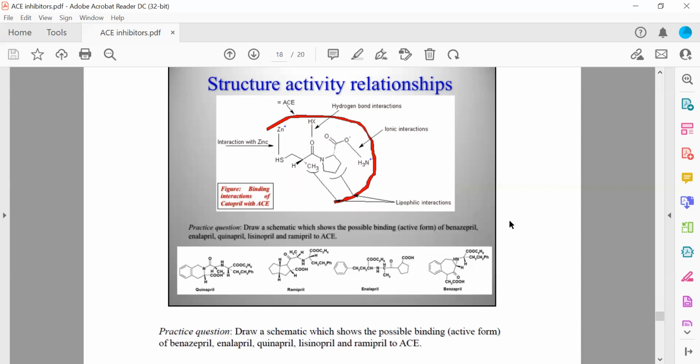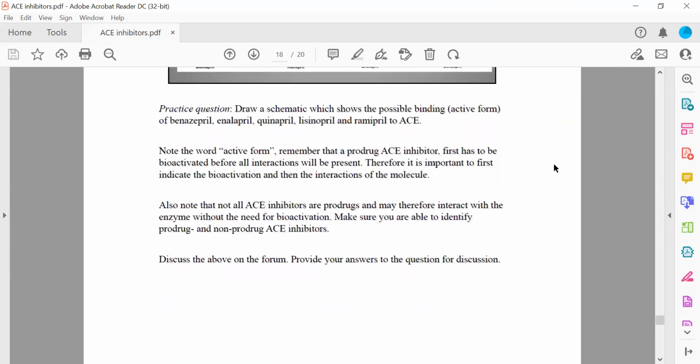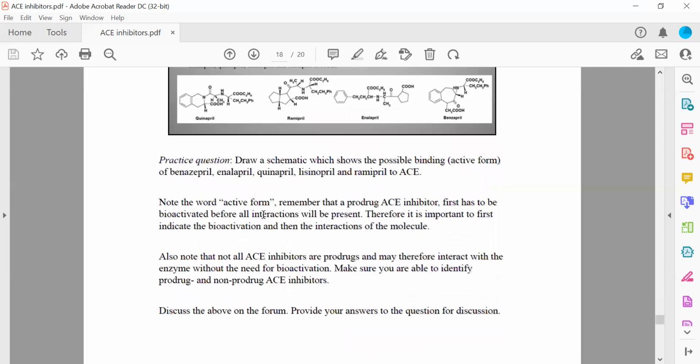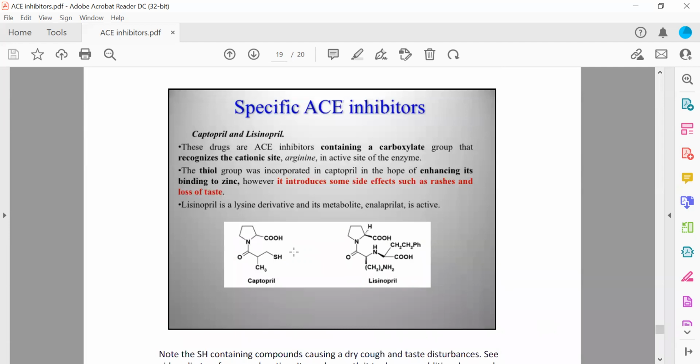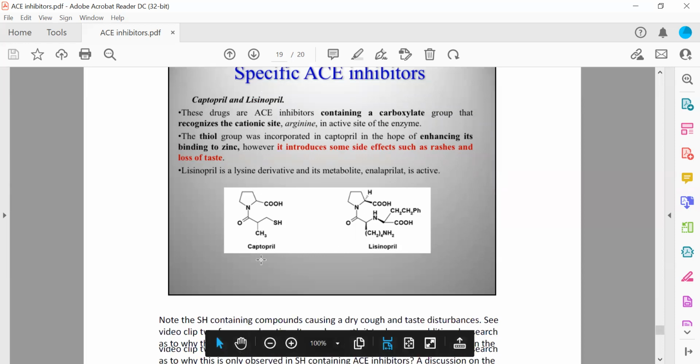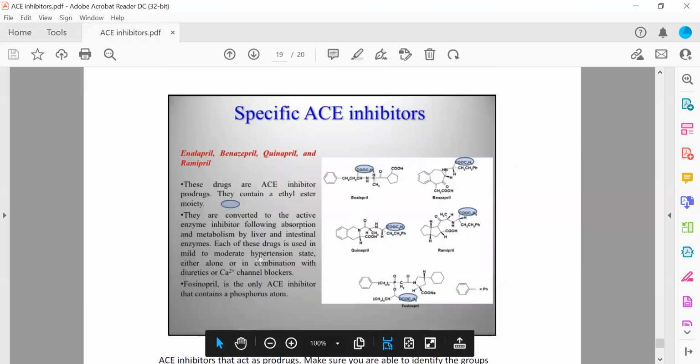What I would like you to do as an exercise for both the test and the exam is to use quinapril, ramipril, enalapril, and benazepril, and to redraw each of them as I've done for captopril. That will be a very nice exercise to adequately prepare you for the test and the exams. I did make notes of what you need to learn for this specific section. Then we also have some specific ACE inhibitors and some more information about them. This is just for noting. Please go through this in your own time.